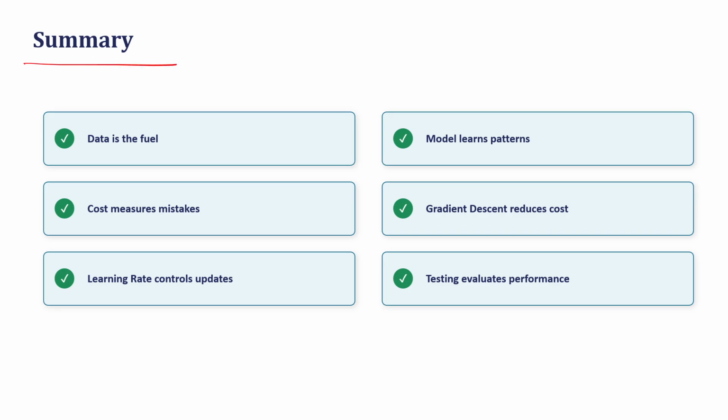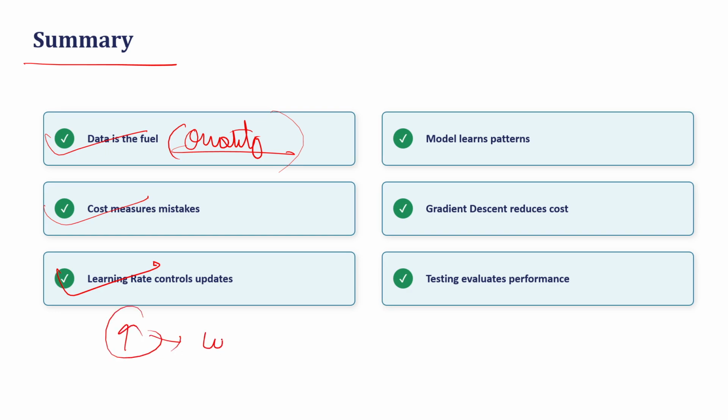So this was the summary of this lecture. Mainly we discussed data, which acts as a fuel. The quality matters. The cost function measures the mistakes. The learning rate controls the updates. If you take a big learning rate, it may cause unstable training. If you take a very small learning rate, updates of parameters will be very slow and the computation cost will be high.